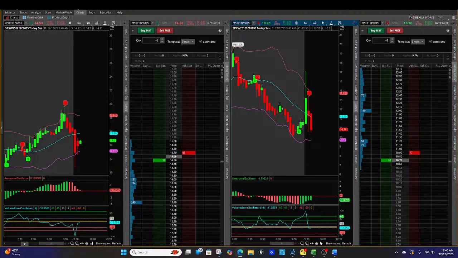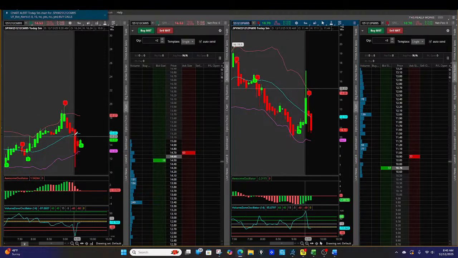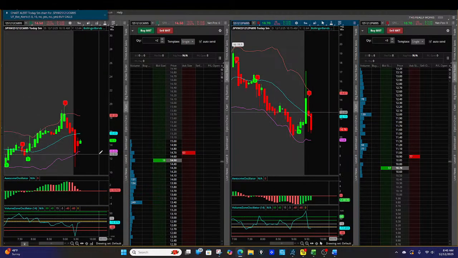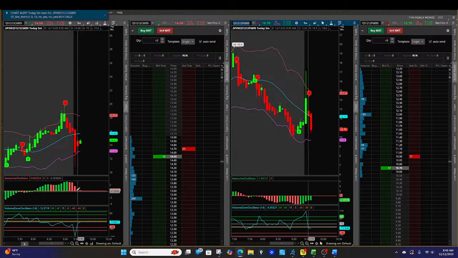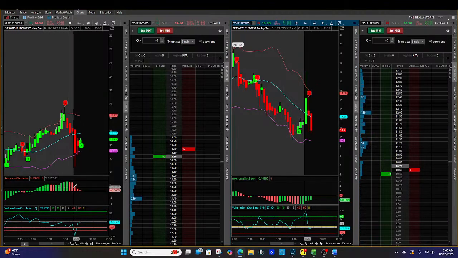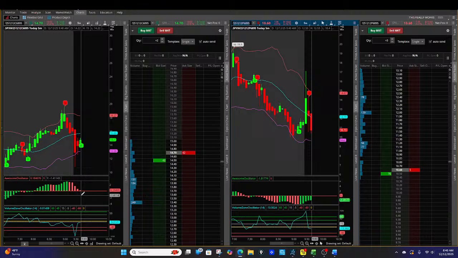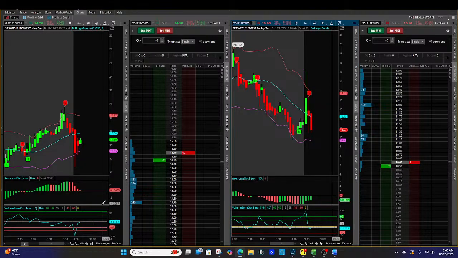Okay, I've got a green candle now and a buy signal. Down here the awesome oscillator, it's red though. We really want that to be green, so we're just going to watch and see what happens.